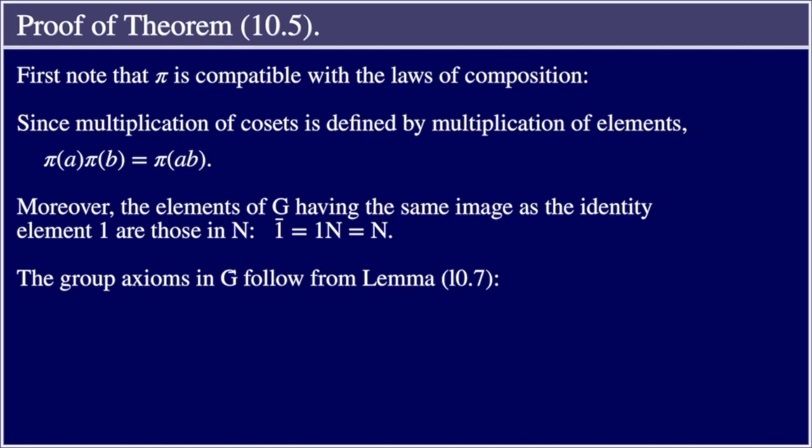Proof of 10.5. First note that π is compatible with the laws of composition. Since multiplication of cosets is defined by multiplication of elements, π(a)π(b) = π(ab). Moreover, the elements of G having the same image as the identity element 1 are those in N: 1̄ = 1N = N. The group axioms in Ḡ follow from Lemma 10.7.